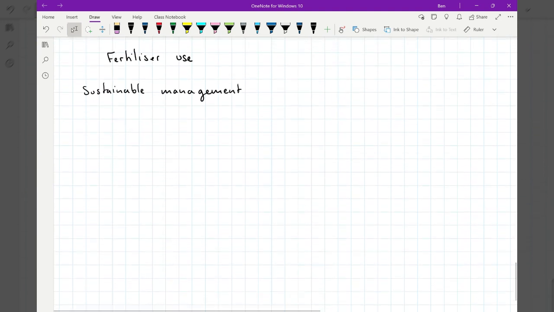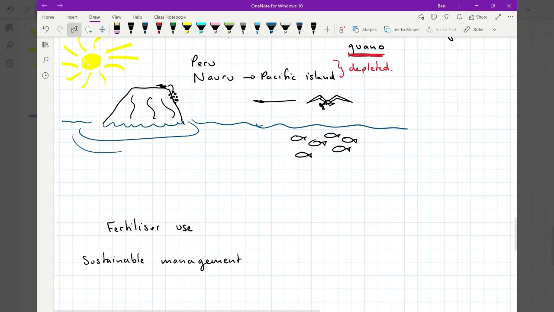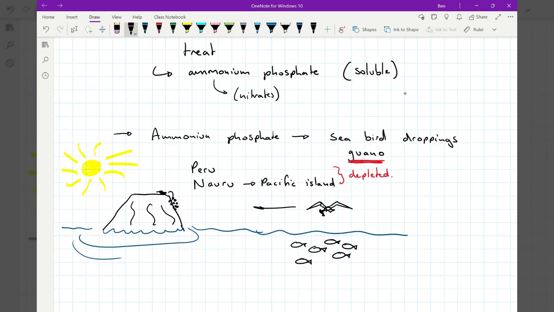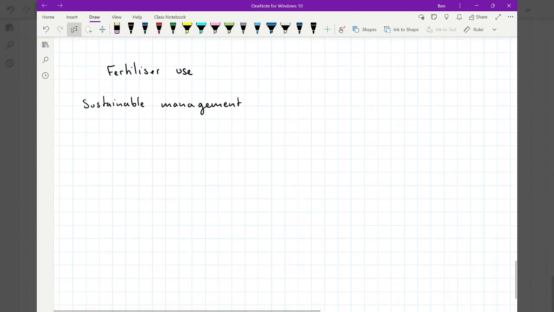So the other issue that we have, we're going to have all the issues with mining associated with this sort of stuff. So mining impacts. And you also get toxic chemicals co-deposited that need to be extracted and disposed of. So that's another impact from that.